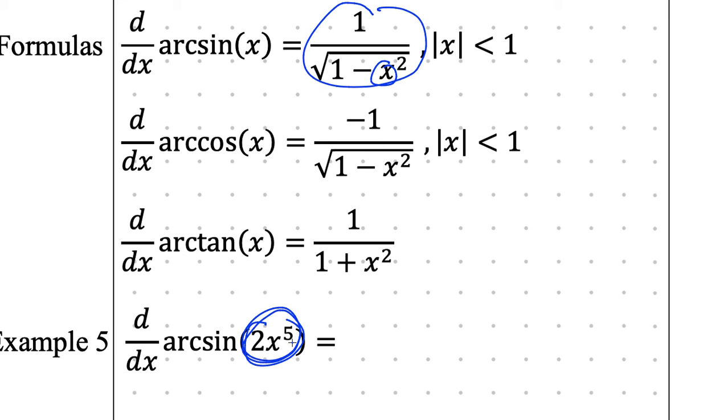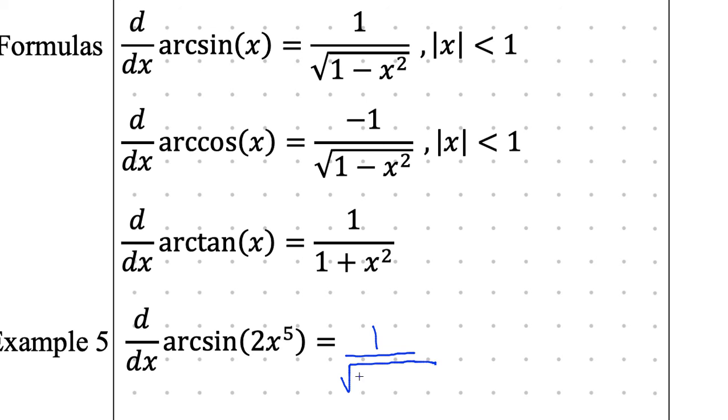Here we go. You're following along with me. I'm recopying. This is now 1 over the square root of 1 minus, not x squared anymore, it's this thing. It used to be x squared, right? Inside x, it's now 2x to the power of 5. So this is now 2x to the power of 5.